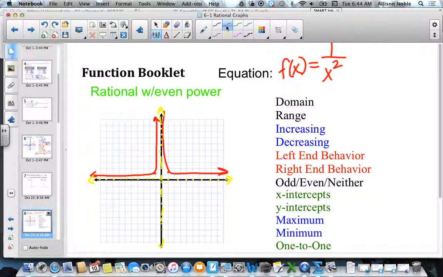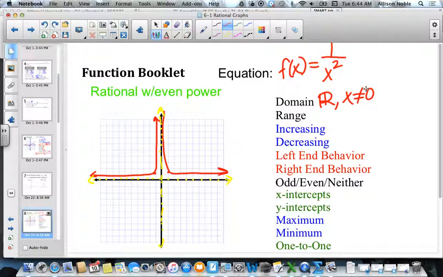The domain is going to be all real numbers. If you look at this graph from left to right, it's all real numbers except for 0. So our domain would be all real numbers, except x cannot be equal to 0, or you could go -infinity to 0 with a parenthesis, and then 0 to infinity.